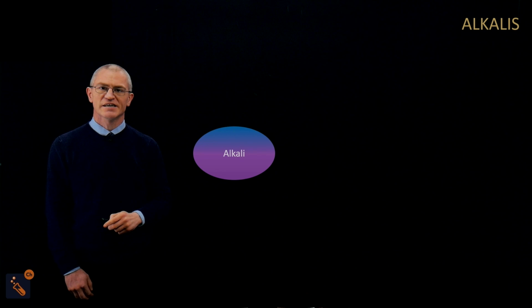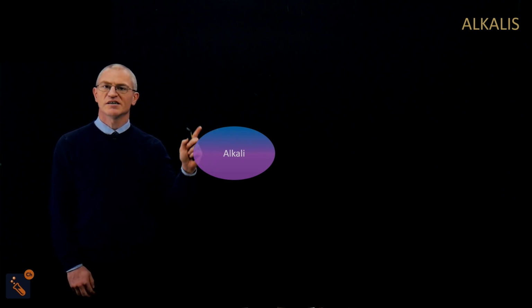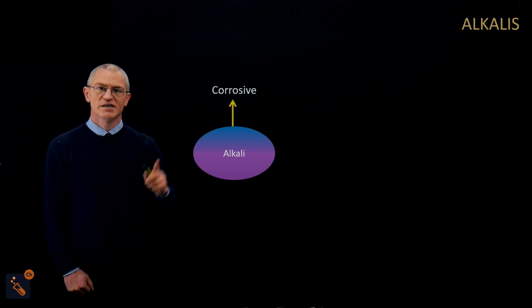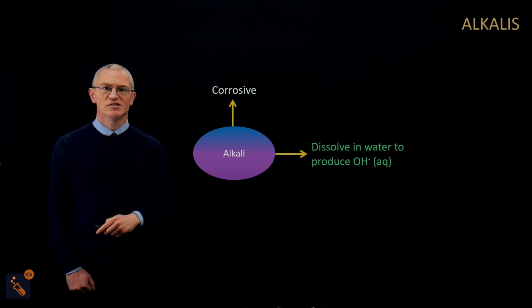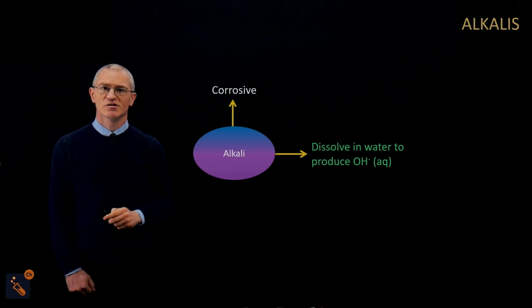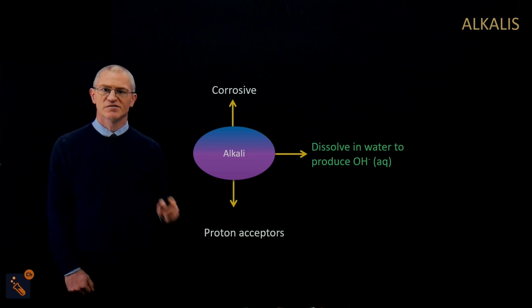Let's talk about alkali. Again, a reminder of the colours, blue through to purple. Those are the colours you get when you add universal indicator to an alkali. Still corrosive, still not very good for you. You've got to wash it off if you get it on your skin. And this time it dissolves in water to produce OH- ions, so aqueous OH- ions. Again, that's the Arrhenius definition. And then we've got the Bronsted-Lowry definition of a proton acceptor.